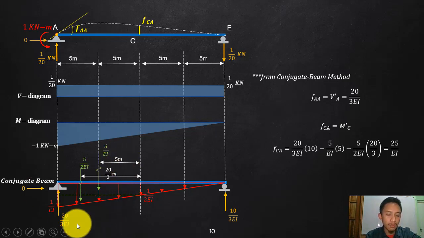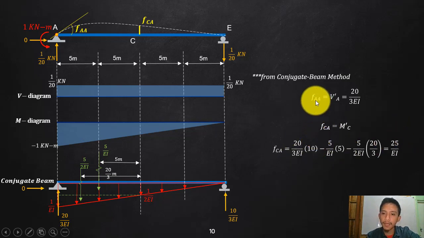Again, I will always assume that clockwise is positive. So this is the clockwise: 20 over 3 EI, multiplied by the moment arm, which is 10. And then negative, since that is now counterclockwise with respect to point C, times the moment arm. Let's start with the first one that I wrote: 5 over EI, the moment arm is 5, counterclockwise, so negative. And 5 over 2 EI, moment arm 20 over 3, is also negative. Evaluating that, that is 25 over EI.